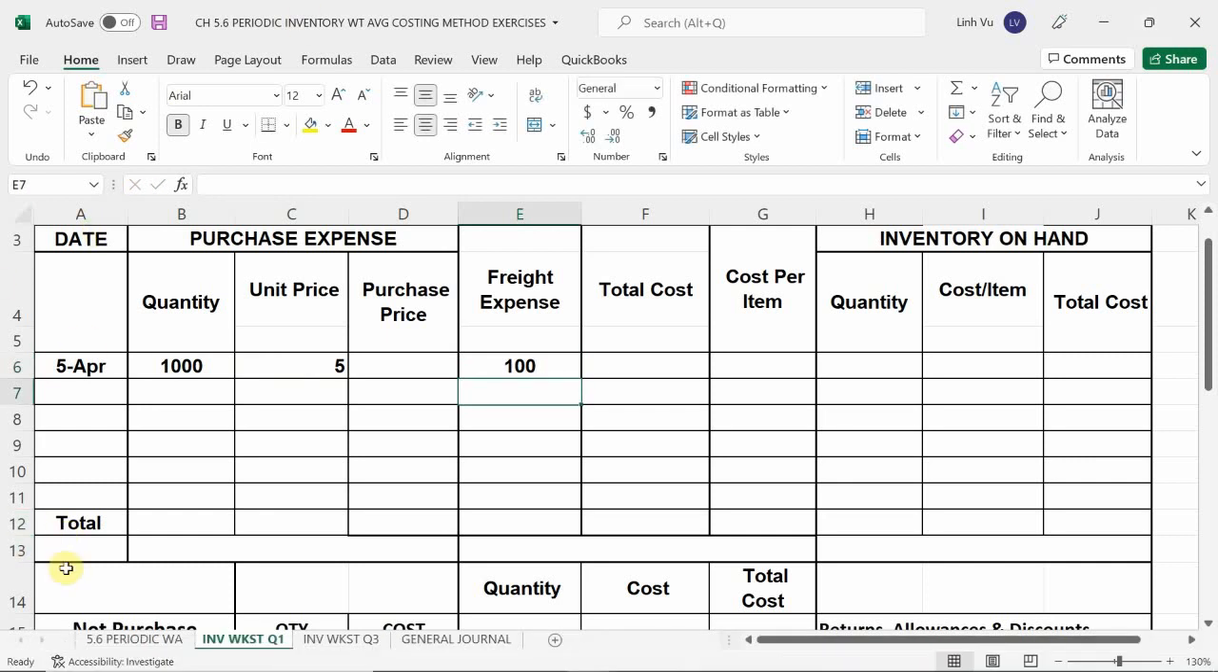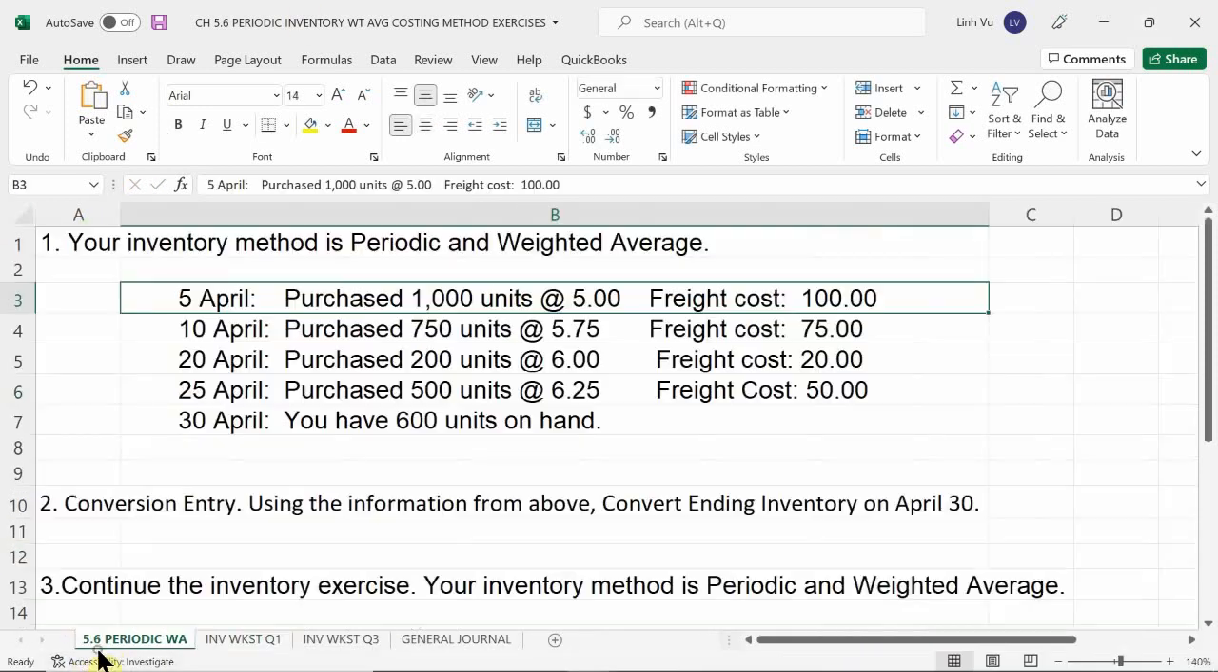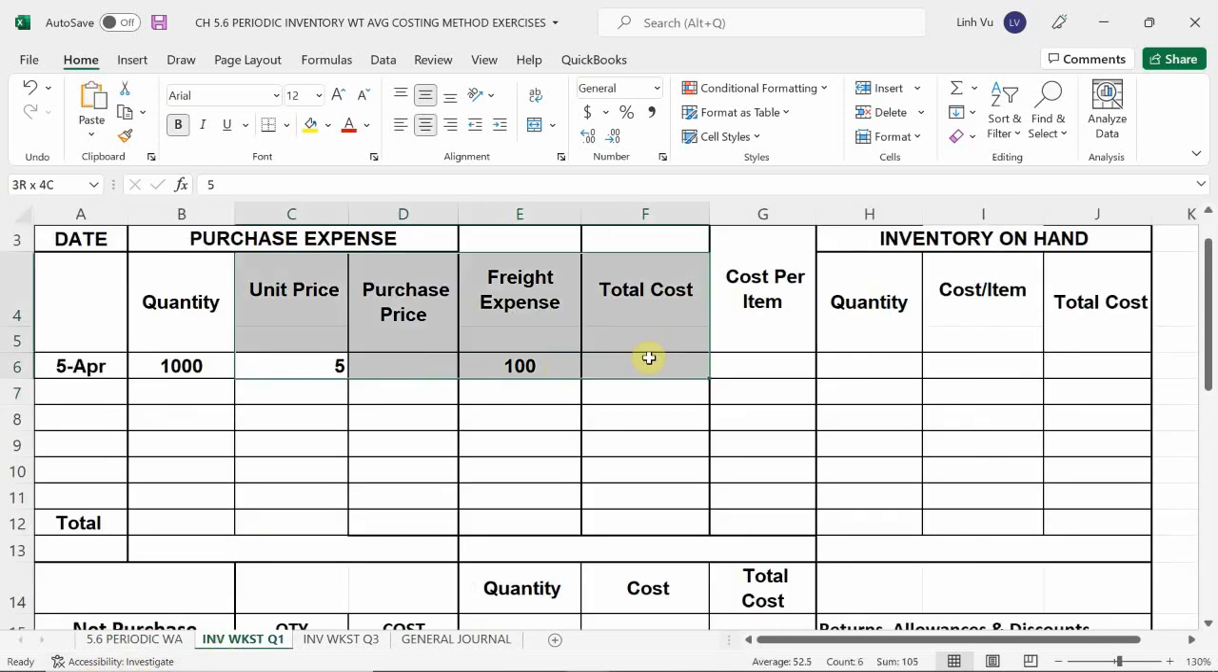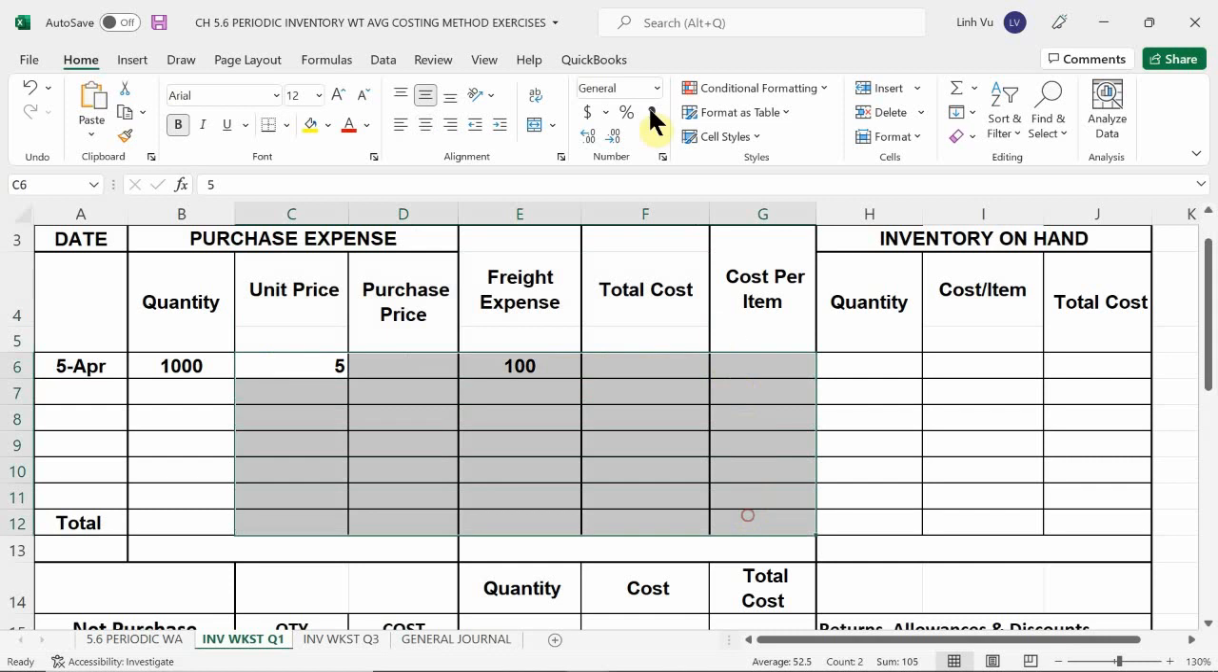So here we go. I bought 1,000 units at $5 each with a freight of $100. In this case, what's my total purchase price?